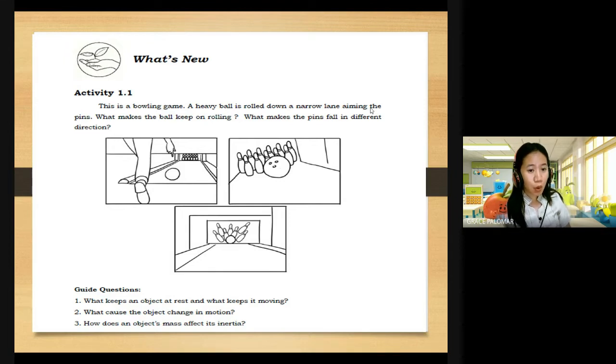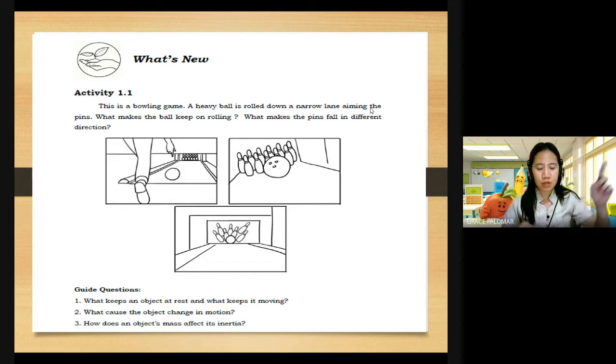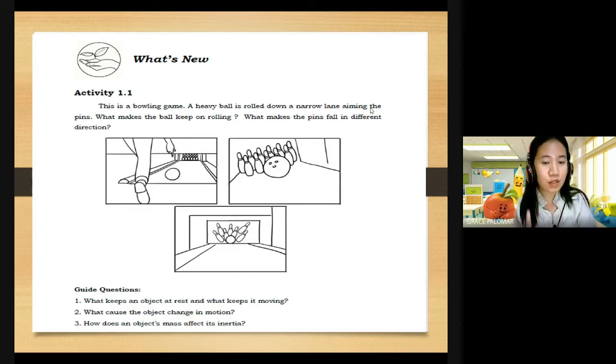Okay, so pins fall in different directions because you have applied an unbalanced force or an external force. That is, you apply a force on the pin, that's the bowling ball, which enables the pin to fall into different directions. And according to the law of inertia, or the first law of motion, an object will continue to move unless you apply an external force to make it stop.